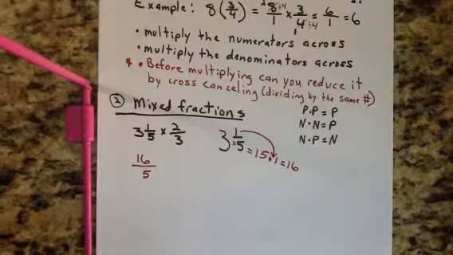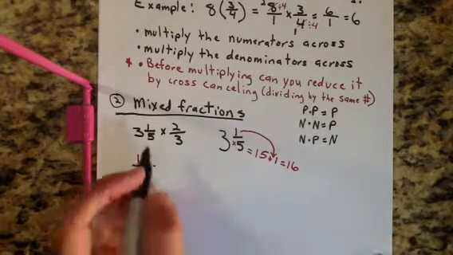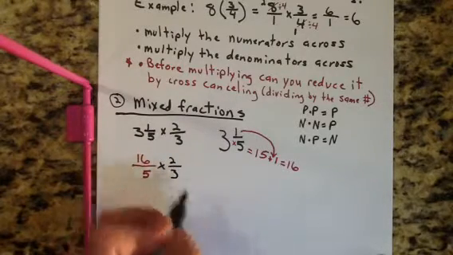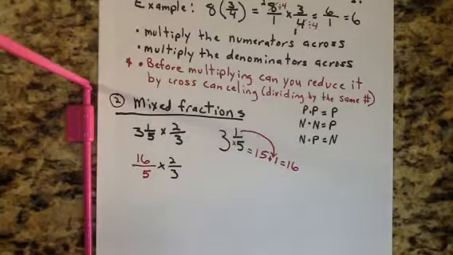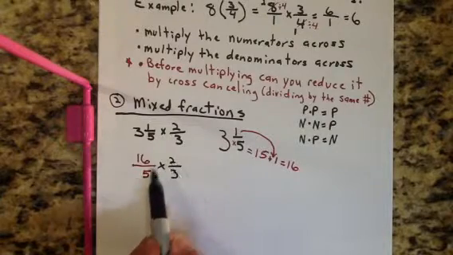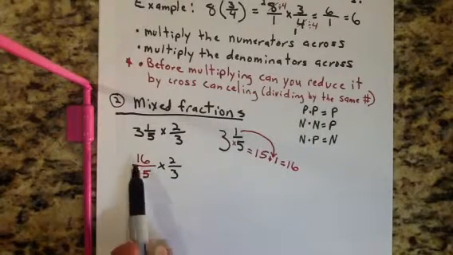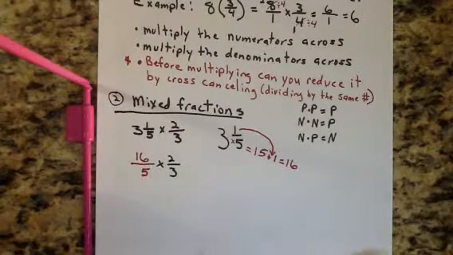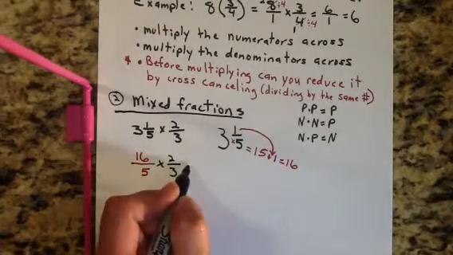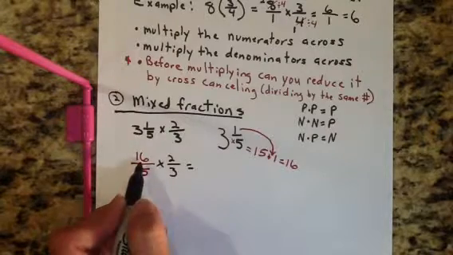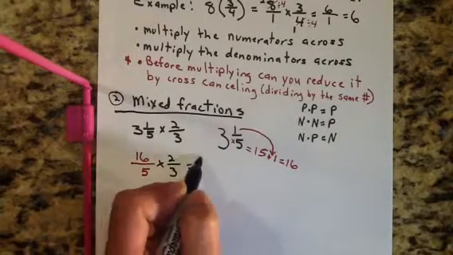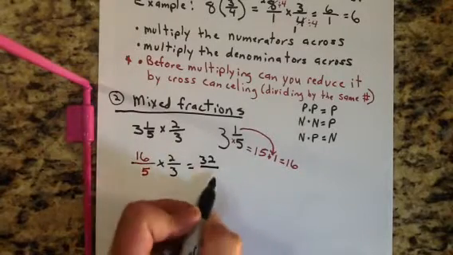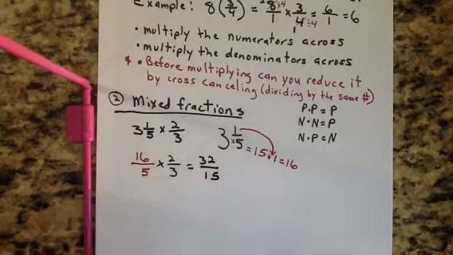Now we can go ahead with our improper fraction. We can go ahead and start the multiplication process. And again, we want to look to see, can we cross cancel at all? And 3 and 16, they do not have any common factors, and neither does 5 and 2, so we're not going to be able to do that this time. So this time, 16 times 2 is 32, and 5 times 3 is 15.